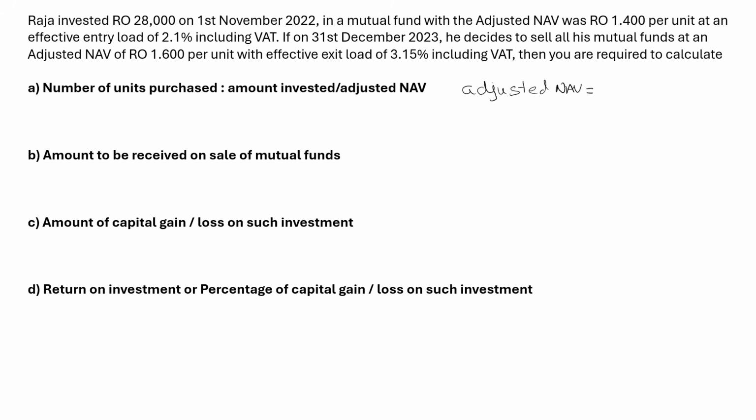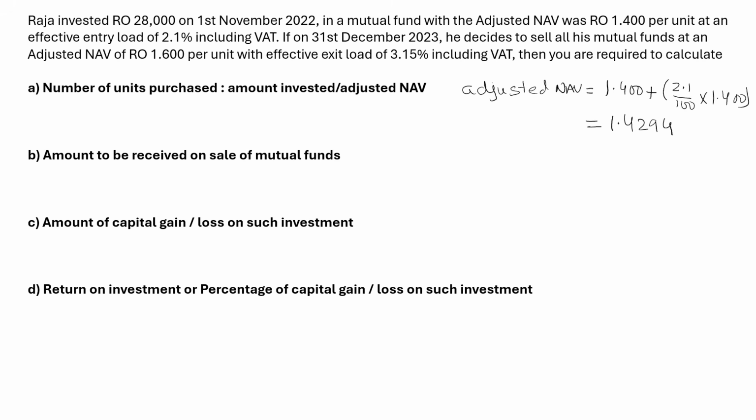How do we calculate the adjusted NAV? NAV, 1.4, plus entry load. What is my entry load? 2.1 divided by 100 multiplied by 1.4. So my adjusted NAV will come to 1.4294.